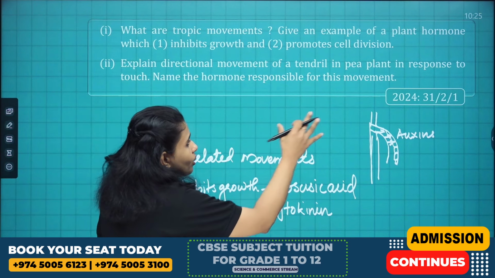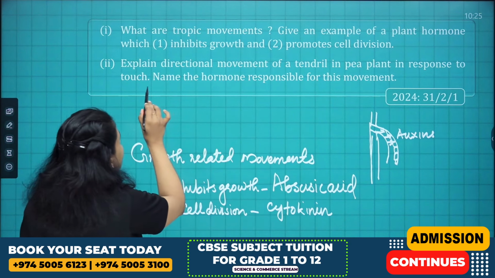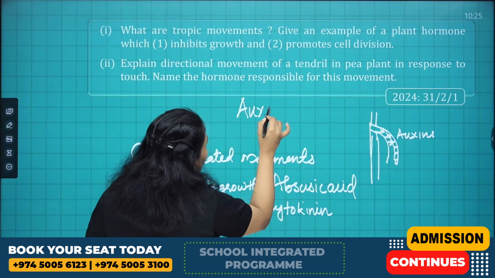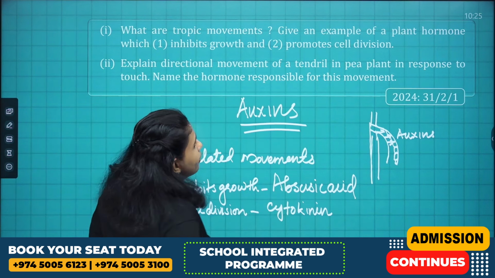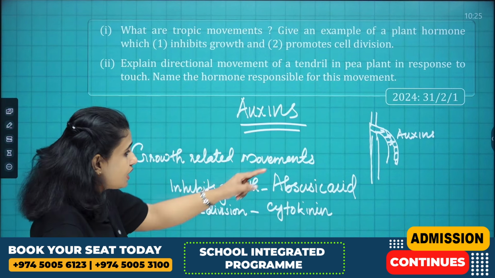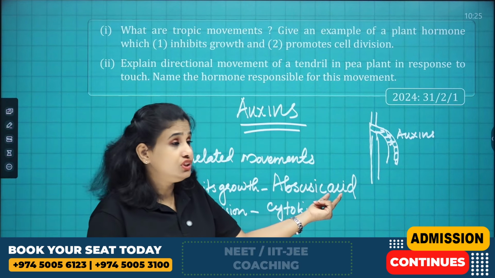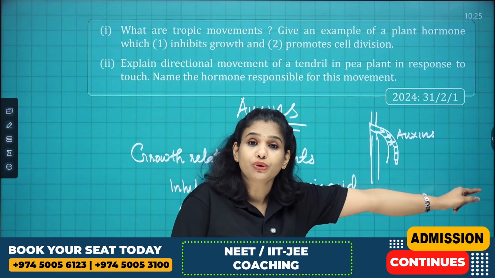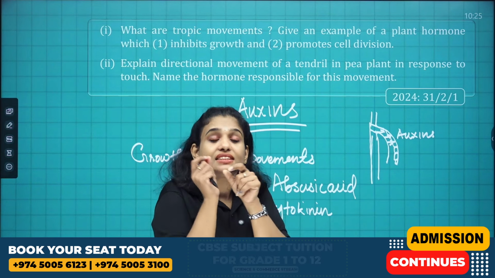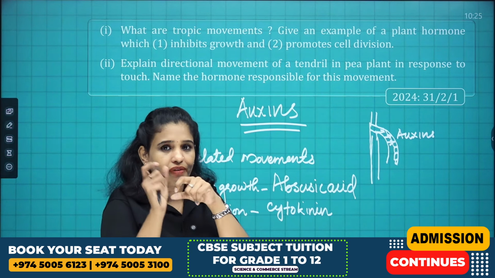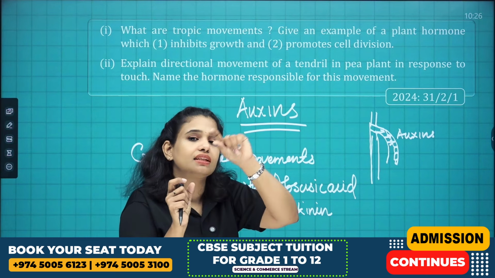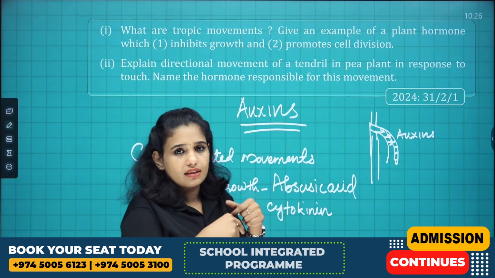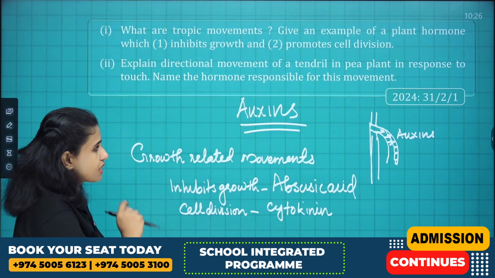So, which hormone is responsible for tendril growth? That is auxins. Auxins are responsible for the movement. When the tendril touches the support, the auxins will move to the opposite side, and the function of auxin is cell elongation, so the cells will start elongating from that side, and obviously it will start growing towards the support.